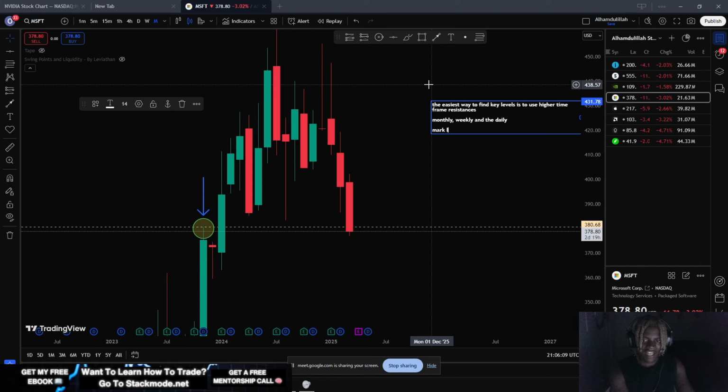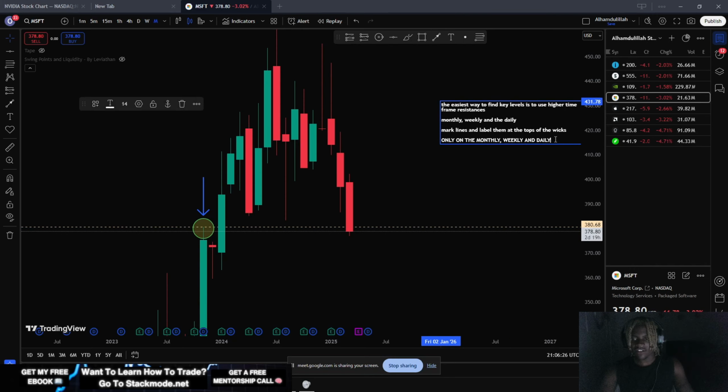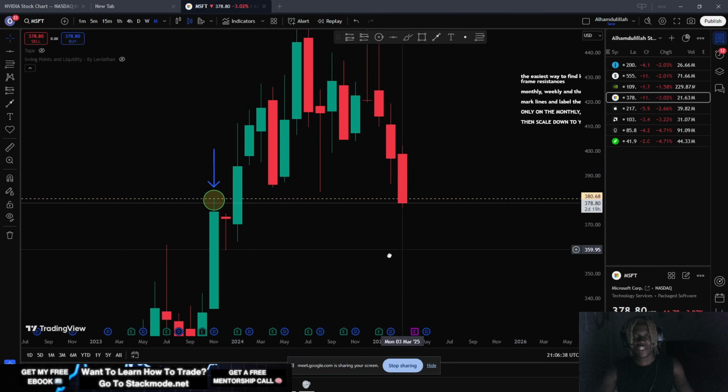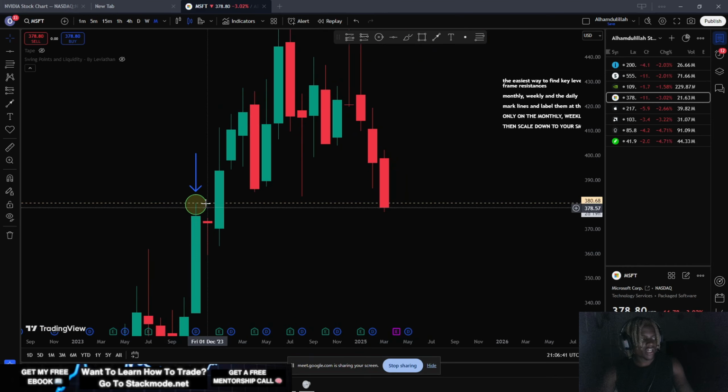Mark lines and label them at the tops of the wicks. Only on the monthly, weekly, and daily. And then we're going to scale down. Then scale down to your smaller time frames. Alright? So boom. So let's go ahead and label through the lines. So we're going to be just marking lines at these top of the wicks here. Okay? So that's what we're going to be paying attention to.